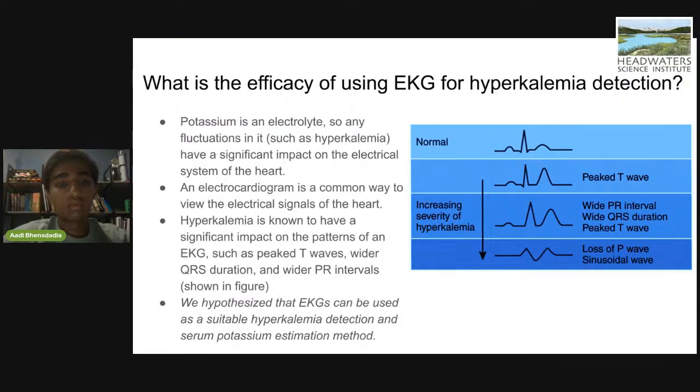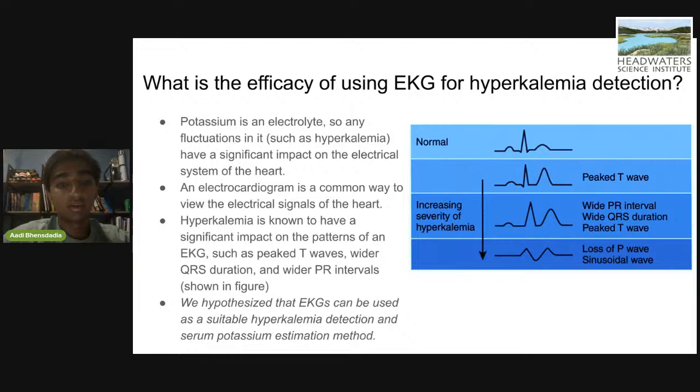So what we want to study is a way to detect hyperkalemia non-invasively. Our line of reasoning is this. Potassium is an electrolyte, so any fluctuations in it, like hyperkalemia, are going to have a significant impact on the electrical system of the heart. An electrocardiogram, or an EKG, is a common way to view the electrical signals of the heart, which means that hyperkalemia should have a significant impact on the patterns of an EKG, such as the peaked T waves that you can see in this figure on the right, a wider QRS duration, and a wider PR interval.